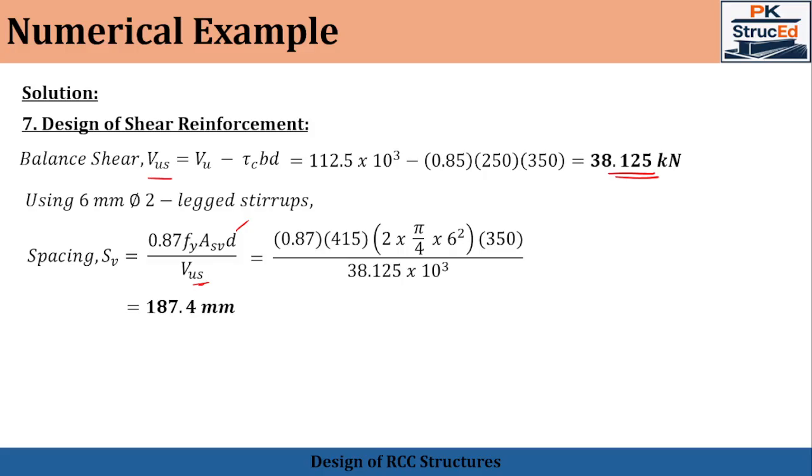And this has to be checked with two conditions. One is 0.75D as well as the maximum limit of 300 mm. So this value is less than the maximum limit of 300 mm, as well as it's less than 0.75D. D here in this case is 350.